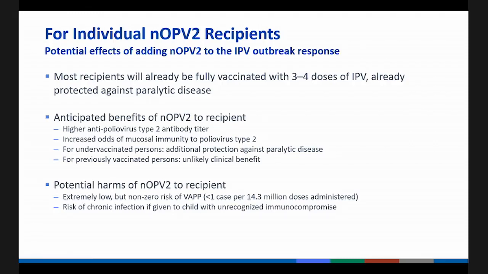For potential harms, there is an extremely low but non-zero risk of VAP, and there's a risk of chronic infection if NOPV2 is given to a child with unrecognized immunocompromise.